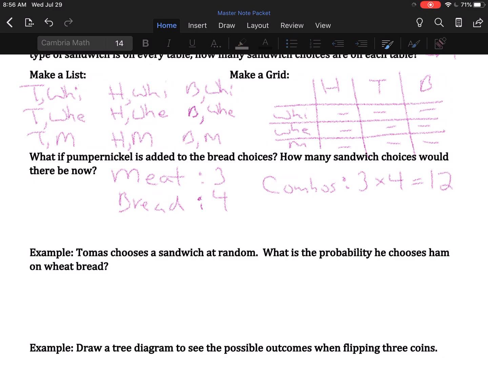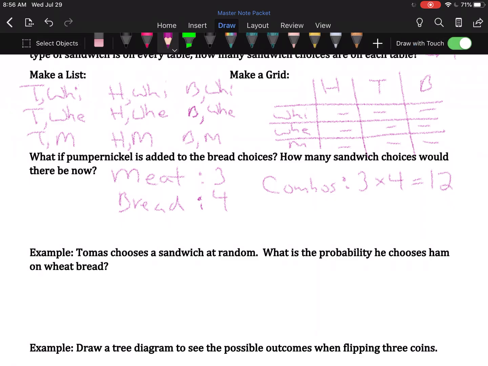Tomas chooses a sandwich at random. What's the probability he chooses ham on wheat bread? And for the record, this is from the original list. Okay, so this does not include pumpernickel. So he chooses 1 sandwich at random. What is the probability he chooses ham on wheat? Well, in the entire list, there's 1 that's ham on wheat. I just went up and circled it. So there's 1 ham on wheat, and there are 9 sandwiches on the table. So the probability he chooses ham on wheat is 1/9.